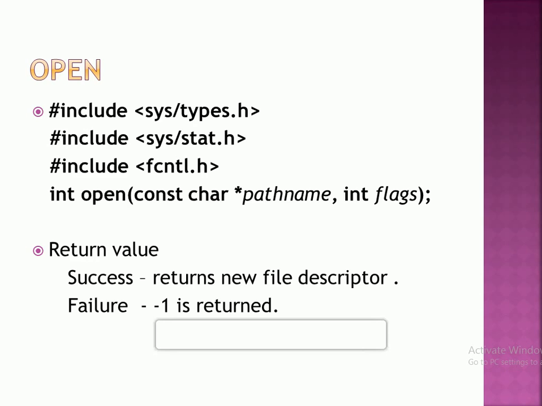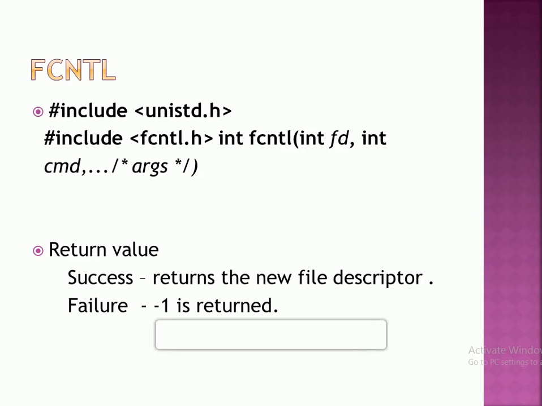The next one is open. The open system call creates a new open file description, an entry in the system-wide table of open files. It returns a new file descriptor. The next one is fcntl. fcntl performs one of the operations described below on the open file descriptor fd. The operation is determined by cmd. It also returns a new file descriptor on success.